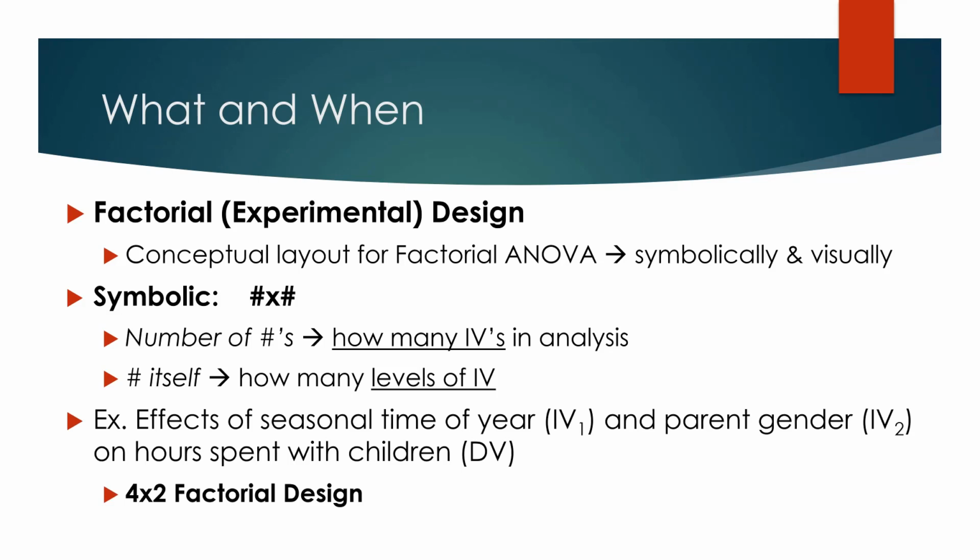So let's do an example. Let's say that we want to look at seasonal time of year and parent gender. Well, I have 2 independent variables. So that's indicated by 2 numbers there. And the number itself tells me how many groups or how many levels of the independent variable. So seasonal time of year has 4, so we use the number 4 to represent that, and parent gender has 2, so we use that to represent that. So we have a 4x2 factorial design, meaning we have 2 independent variables. The first one has 4 levels, the second one has 2 levels.